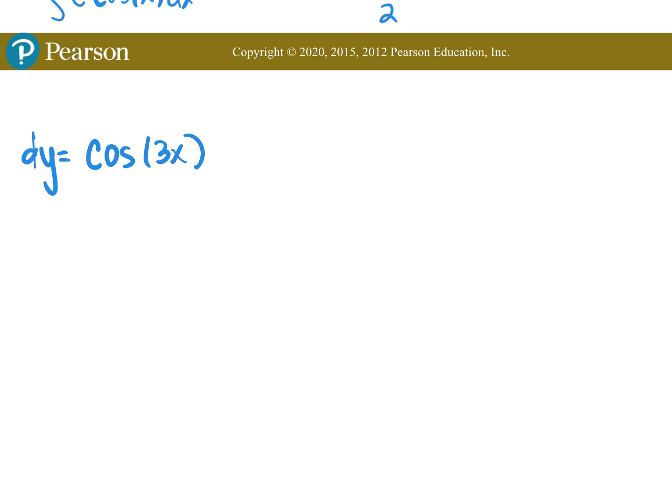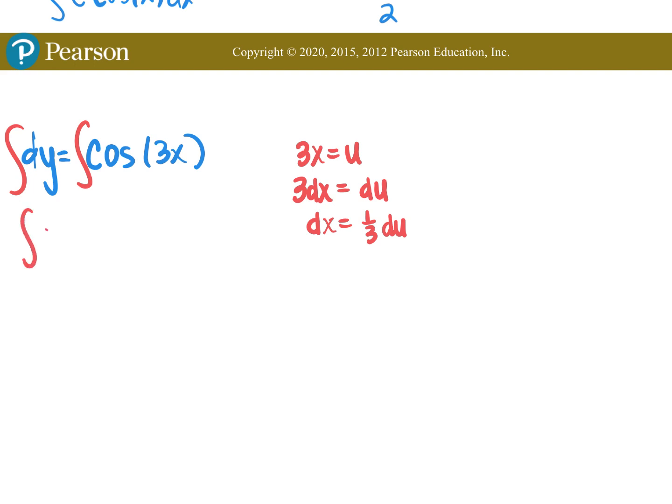She's just doing a little bit of it in her head. What's really going on is that 3x is being assigned to u, which means 3 dx is equal to du, which means dx is equal to 1/3 of du. So when we find the antiderivative, it'll be cosine of u times 1/3 of du, and the 1/3 gets pulled to the front.